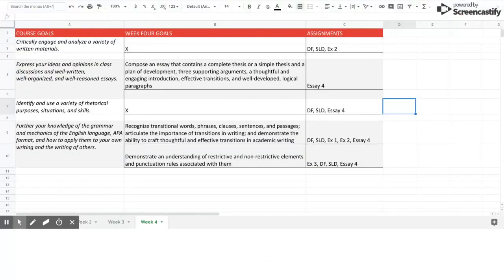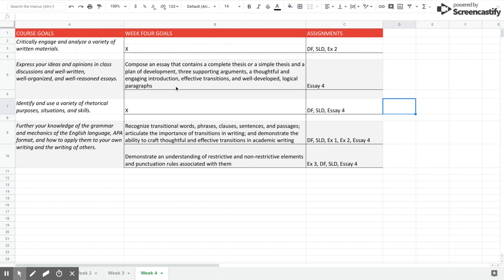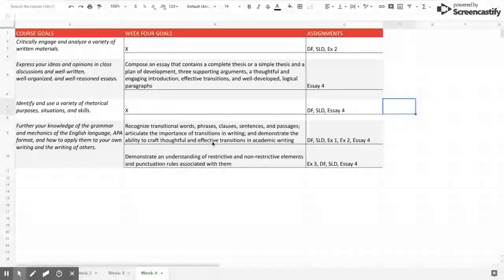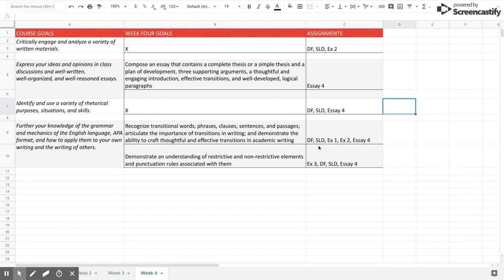So if we're to break it down a little bit further, for this week, composing the essay obviously is essay four. And then recognizing transitional words, almost all of the exercises are going to deal with transitional words. Your discussion forum, the spiritual life forum, exercises one and two, and then of course you'll finally demonstrate that in essay four. And then restrictive and non-restrictive elements, you're mainly going to be learning those in exercise three, but you can demonstrate that you know how to punctuate for those elements of a sentence within the discussion forum, your spiritual life forum, and then of course essay four.